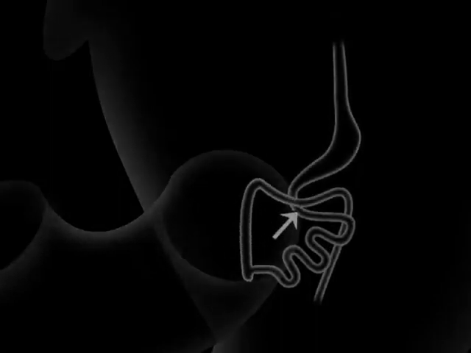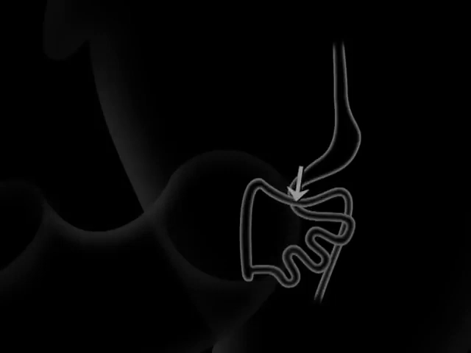This proximal part of the midgut, the distal duodenum, ends up behind this distal part of the midgut, the proximal transverse colon.